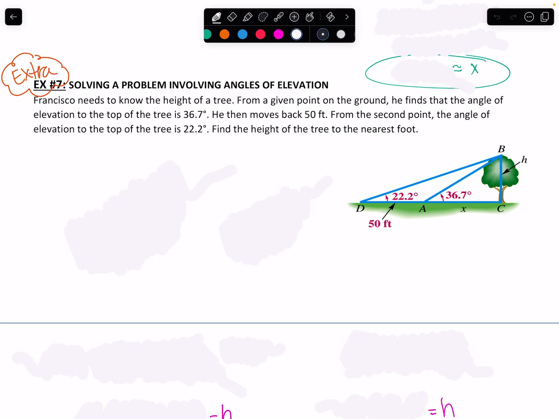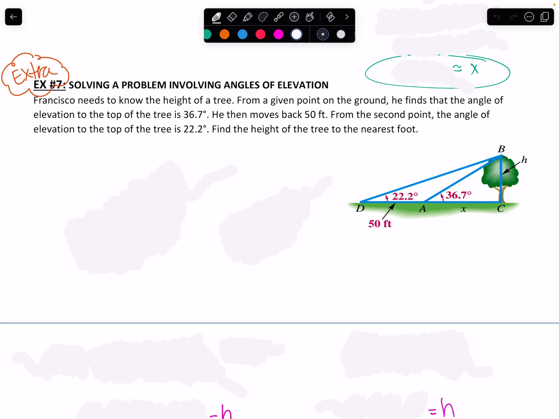So it says here, Francisco needs to know the height of a tree. From a given point on the ground, he finds that the angle of elevation to the top of the tree is 36.7 degrees. He then moves back 50 feet. From the second point, the angle of elevation to the top of the tree is 22.2 degrees. Find the height of the tree to the nearest foot.